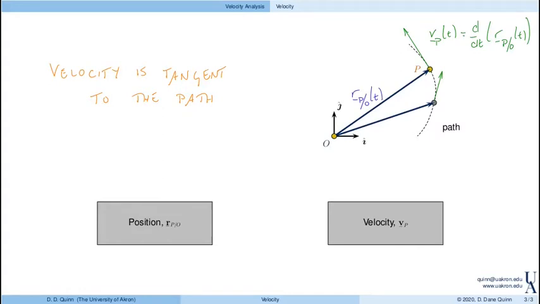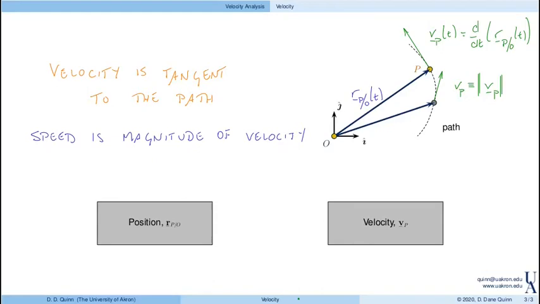And then we find that the speed is the magnitude of velocity. Here, the speed of p, and notice that this is a scalar quantity, is defined as the magnitude of the velocity of p. And here, the velocity is a vector. Again, the speed is a scalar.